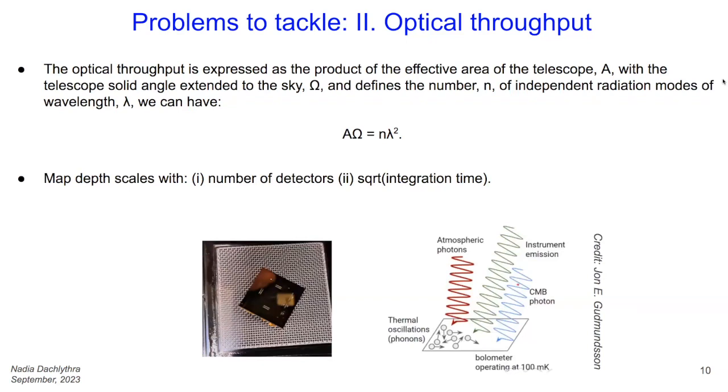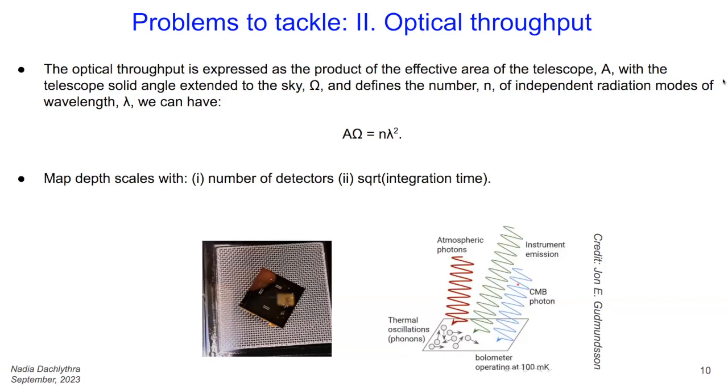This is what defines the number of independent radiation modes that we have propagated through our telescope for some radiation of wavelength lambda. So this optical throughput that I'm referring to is the product of the effective area of the telescope and the telescope solid angle. When we talk about solid angle, it is the 3D analog of the classic two-dimensional angle as extended to the sky. So what we call, which I guess most of you have heard, the telescope's field of view.